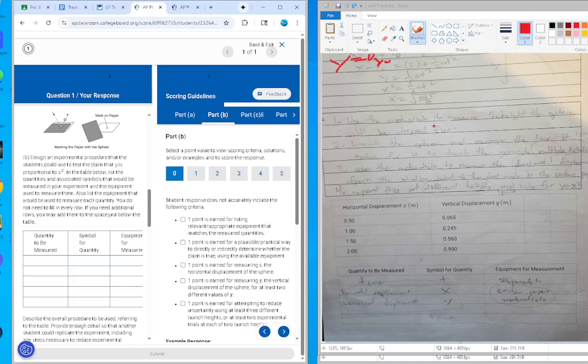And this is mine. And then for here it says 1 point is earned for listing relevant appropriate equipment that matches the measured quantities. So I listed here a meter stick in order to measure the vertical, and it could also be used to measure the horizontal. And then the carbon paper was used to find the distance, because where the ball hits the carbon paper, that's where it lands, because after it lands it will bounce, so the initial would just be where the carbon paper imprint is. So I got 1 point for right here.